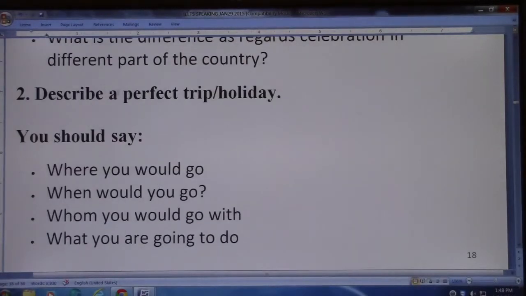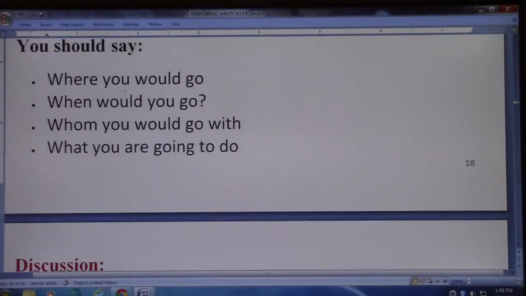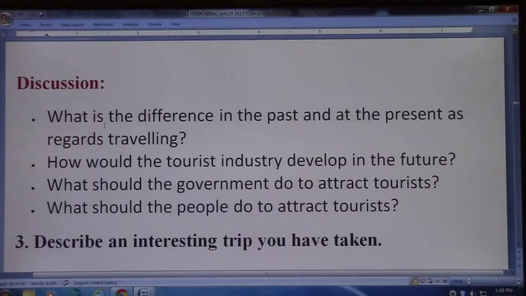Describe a perfect trip or holiday. That's another question. They might ask you about a trip or holiday, maybe a recent one. Where did you go? When did you go? Who did you go there with, or whom did you go there with? What did you do there? Or if it's in the future, where do you want to go? When would you go? Who with? And what are you going to do?